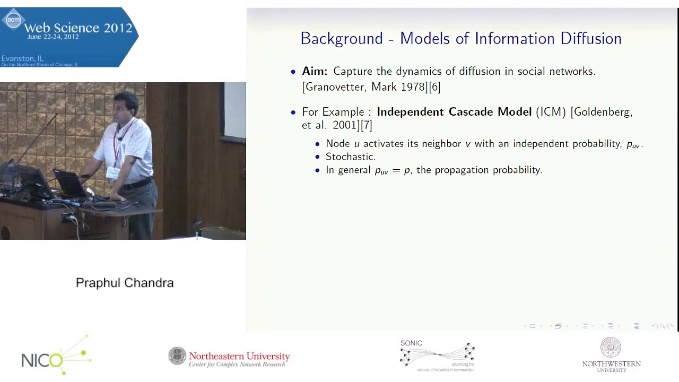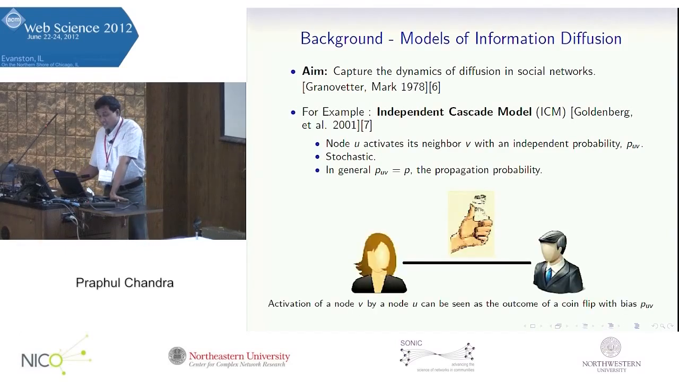So this is just, like I said in the first slide, the type of the influential depends on the network type and the type of information. So all these are the dynamics of information diffusion, which you can capture in the form of a model. For example, the most popular model is the independent cascade model, where a node activates its neighbor with a probability p. Since this is a stochastic model, you could see the activation of a node u by a node v as just the outcome of a coin flip, which has a bias p.